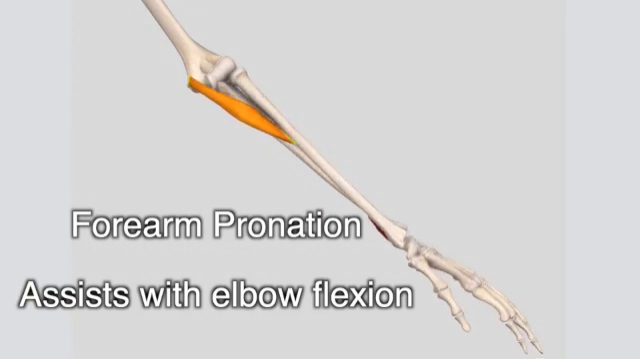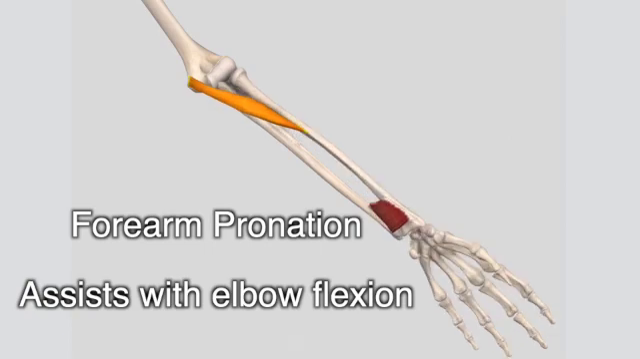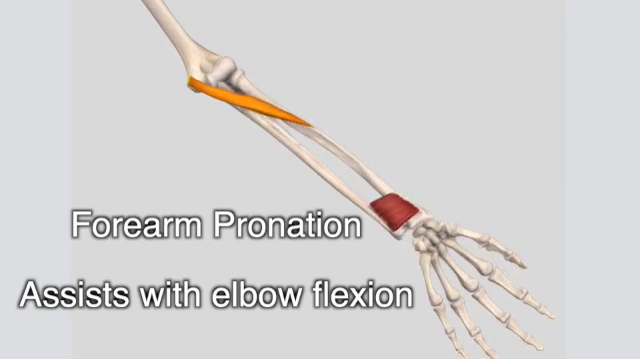Actions: it pronates the forearm at the radioulnar joints and assists in the flexion of the forearm at the elbow joint.